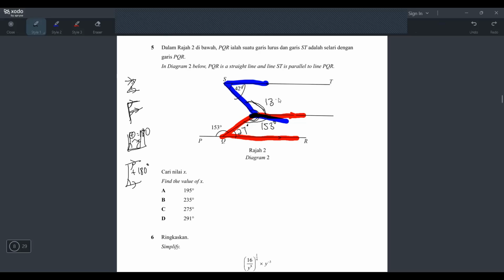138. So I think the answer is very obvious. How to find X? X is from here to here. So it will be 138 plus 153. So the answer is 291.